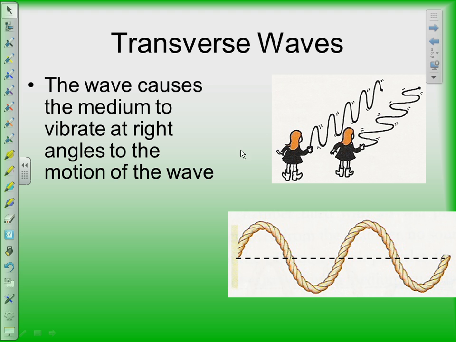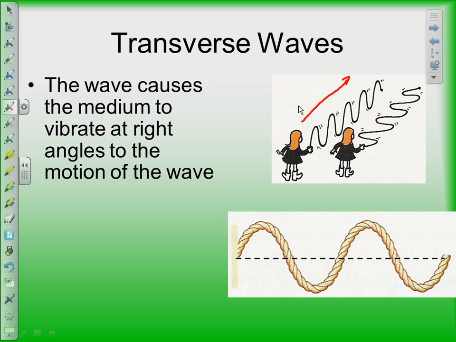But in this case, the waves are traveling in this direction, right? They're going from her to her friend on the other end that's holding the jump rope. But as that wave is traveling along, the jump rope itself moves up and down, up and down. So the wave is traveling this way as the rope is going up, down, up, down. That makes it a transverse wave, perpendicular to the way that the wave moves.